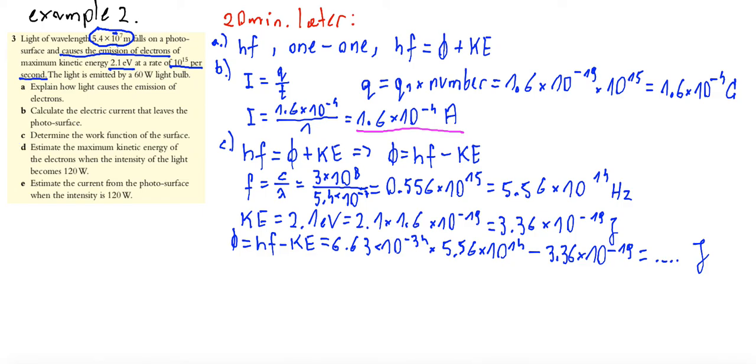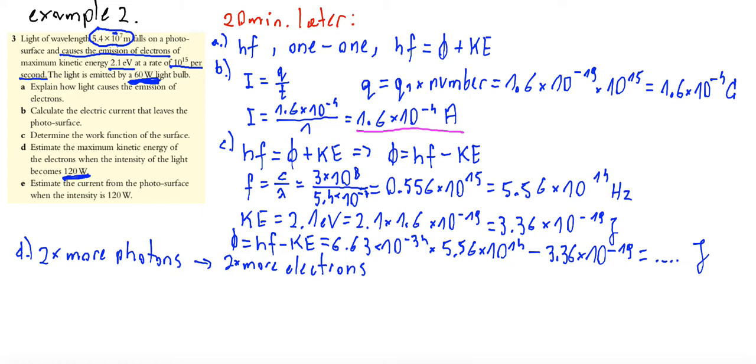What does it mean? We know that the previous intensity was 60 watts. Now we have 120 watts. So what does it mean? It means that the intensity of light increases by 2. We have 2 times more photons, and 2 times more photons can remove 2 times more electrons. Okay, so this is the effect of increasing the intensity of light.